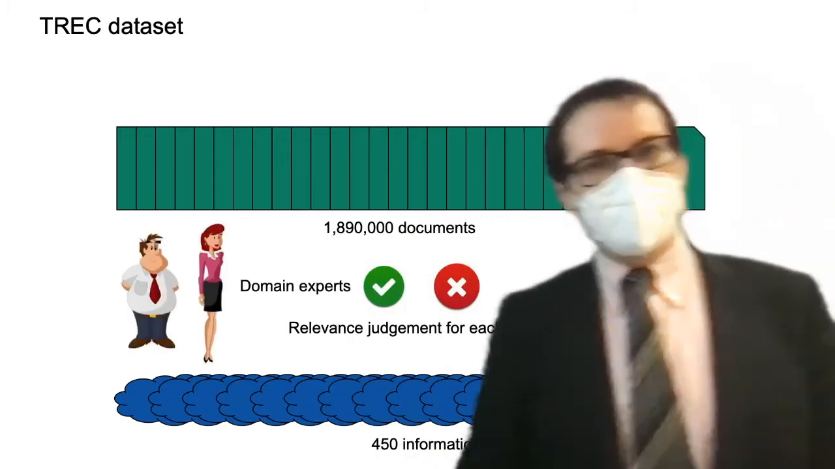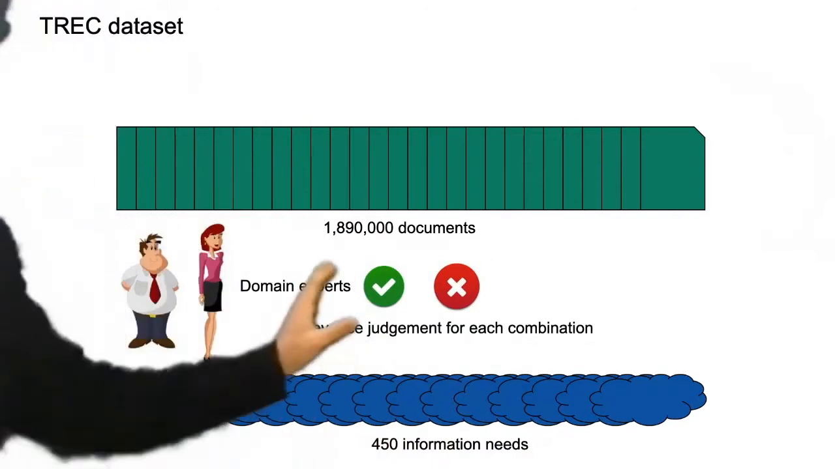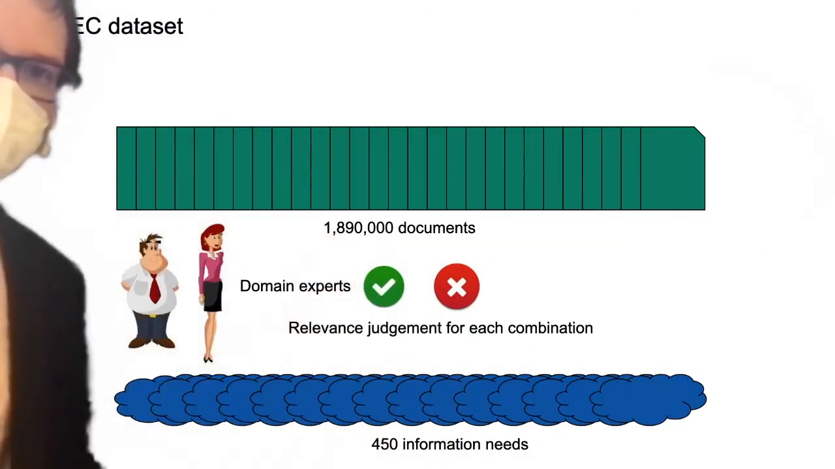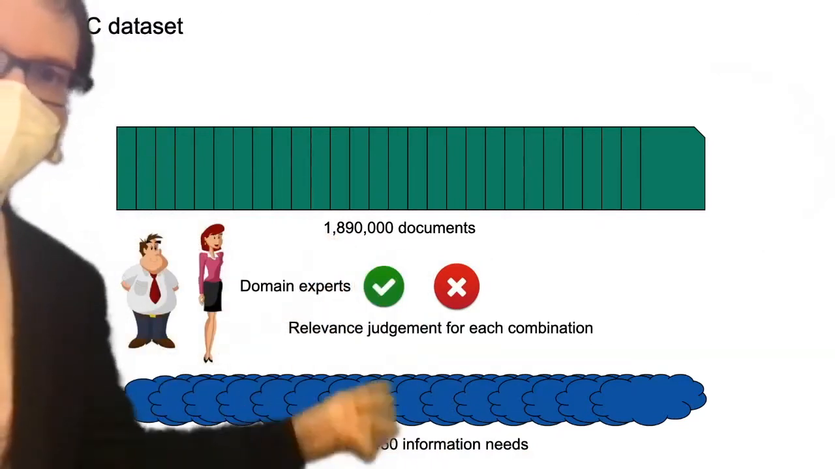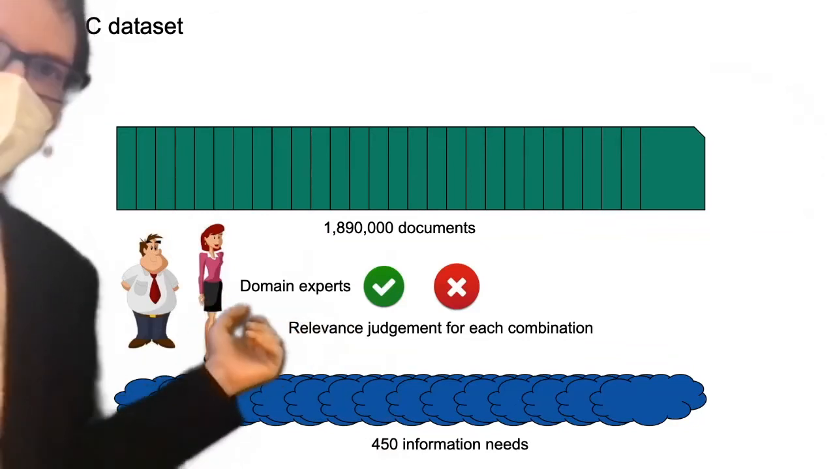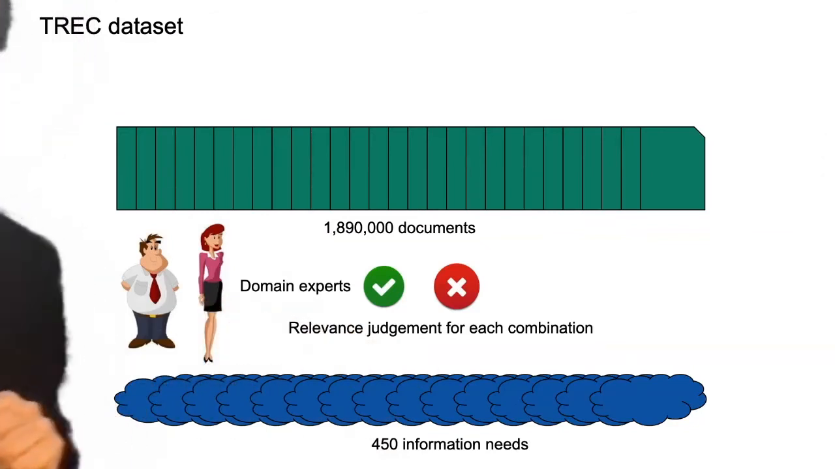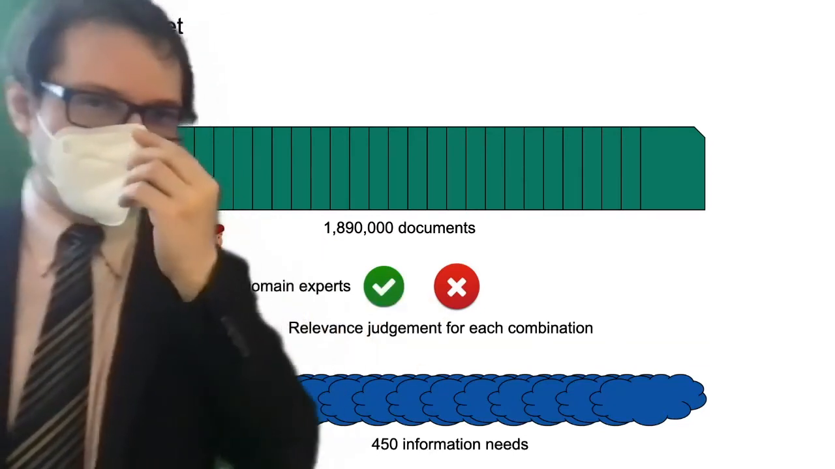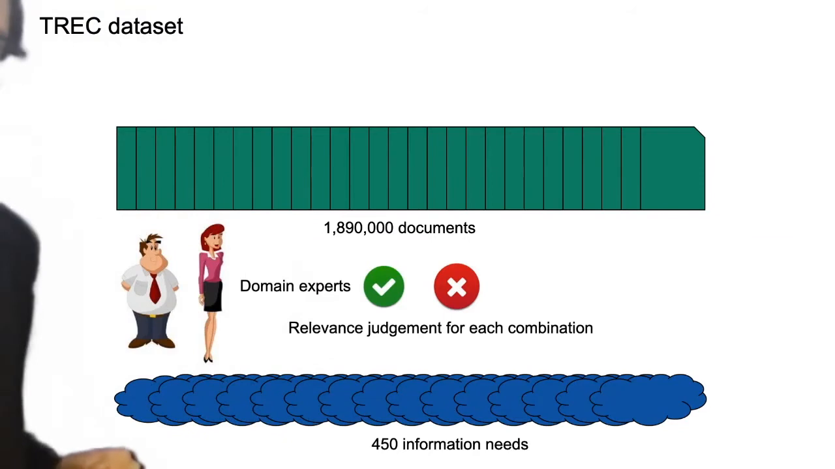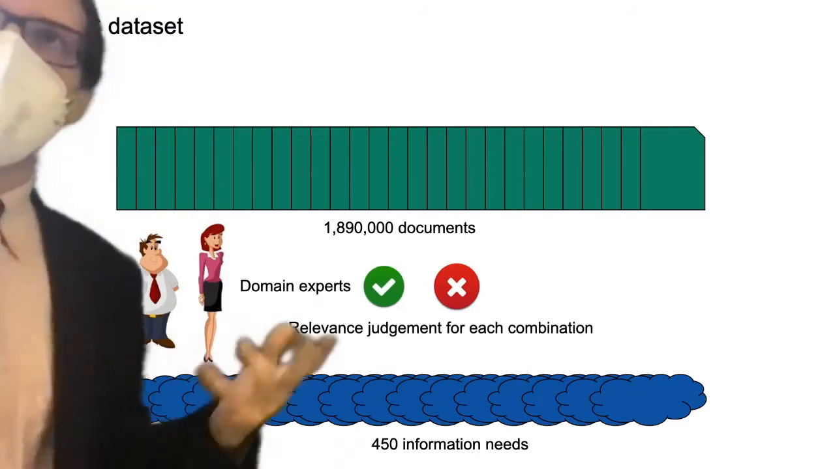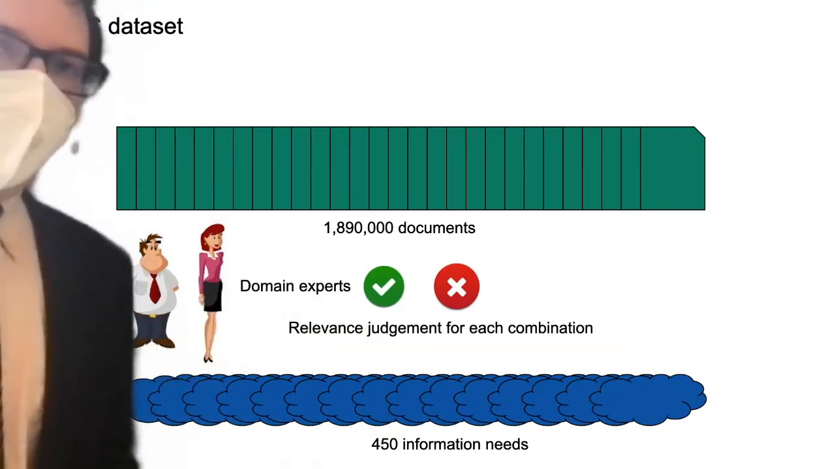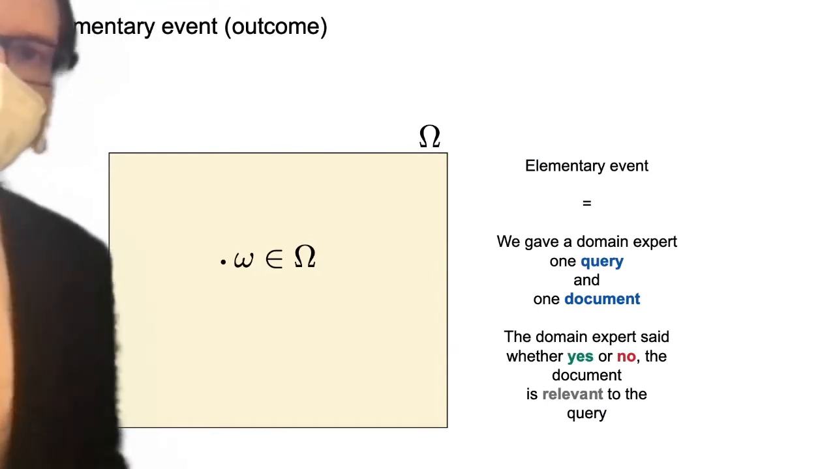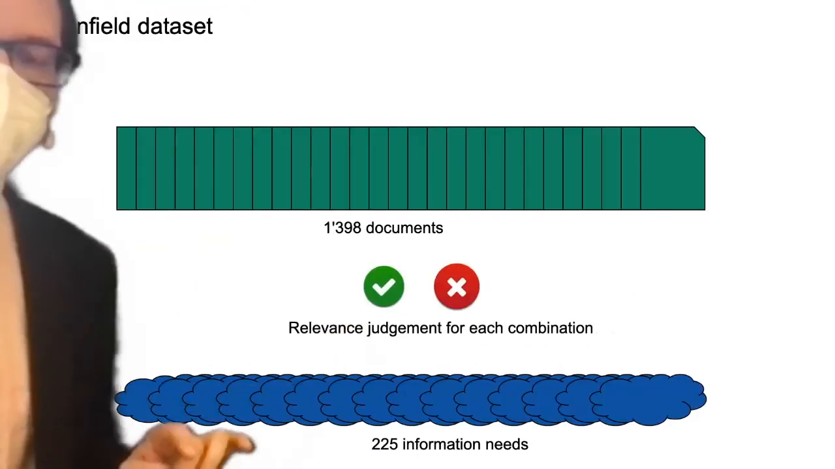Later, we did the same with the TREC data set, which has almost 2 million documents and 450 information needs. And the same, we asked domain experts to give relevance judgments. It was often in the field of aeronautics back then, because I guess this was a good use case for information retrieval, or maybe they needed information retrieval as well. All right. But how do we interpret that now with a probability space?